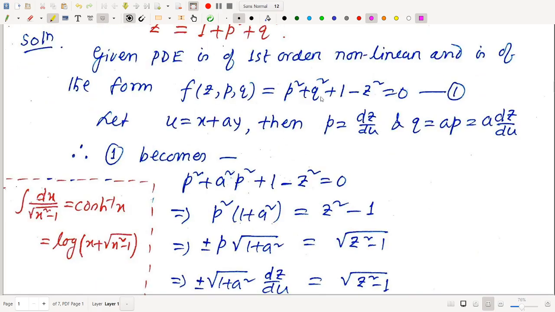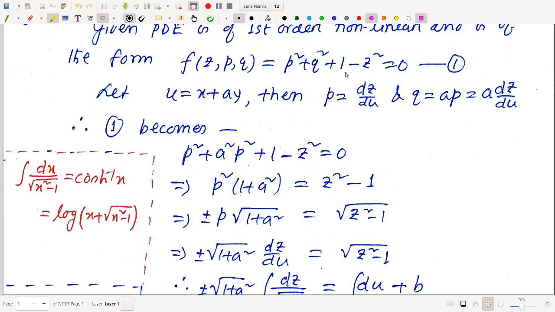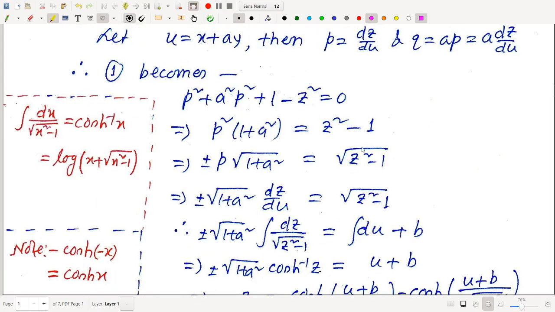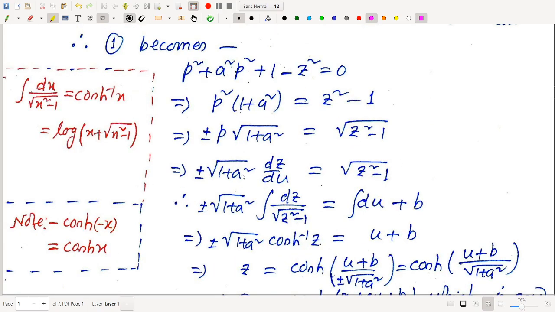So this is our PDE in the form number 2. So u will be x plus ay, p will be dz by du, q will be a dz by du. Therefore number 1 becomes, putting the values of this p and q, yes, of course, before putting we have simplified. Number 1 becomes p square common, 1 plus a square equal to z square minus 1. Then root over taken, plus minus p root over 1 plus a square equal to root over z square minus 1.